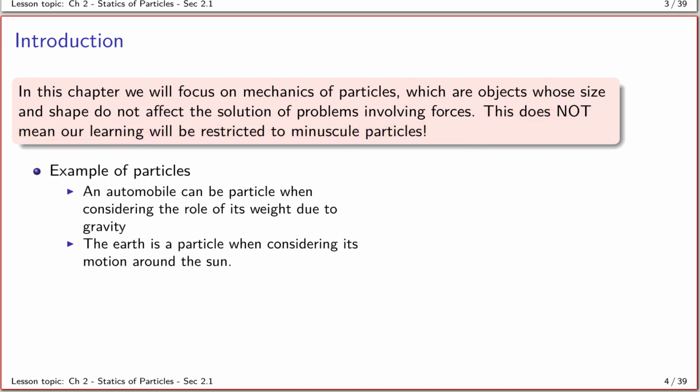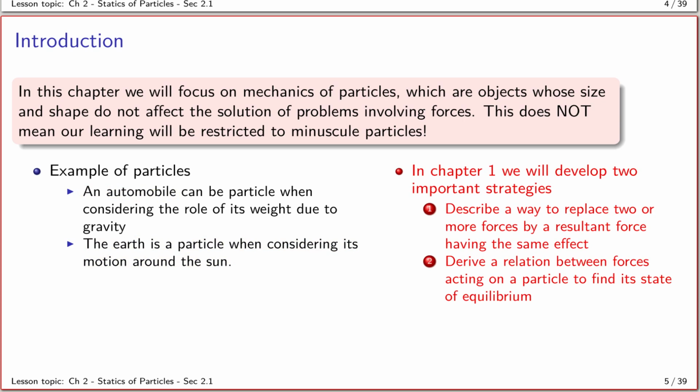In fact, if you think about examples of particles from the perspective of statics mechanics, we will see that an automobile can be treated as a particle. For example, when you think about its weight is acting at some point called the center of gravity of the automobile, and as far as its weight is concerned, the automobile is so small in the context of the size of Earth that you can think of it as a particle. Similarly, you can think of the Earth itself as a particle when you're thinking about describing its motion around the sun. So you can see here that a particle doesn't necessarily mean a small object.